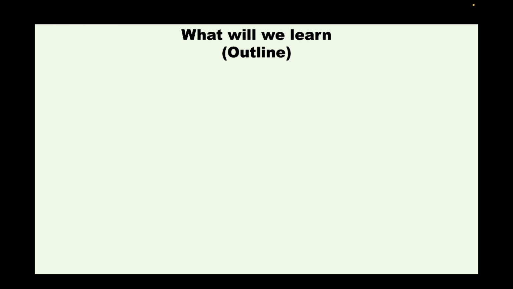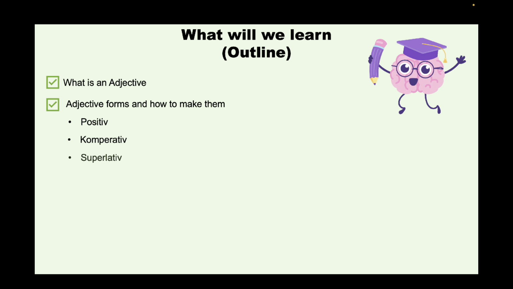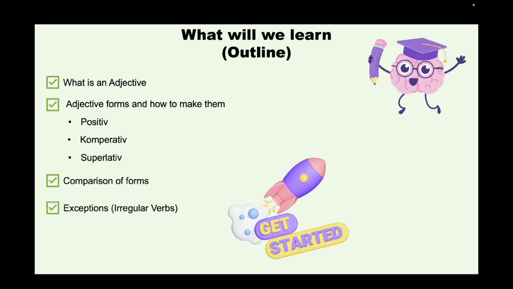So let me give you an outline of what we will learn today. First of all, I will explain to you what is an adjective. After that, we will look at the different adjective forms and how you can make them. These are the positive form, the comparative form, and the superlative form. After that, we will do a comparison of forms so that you can see them side by side. And then at the end, I will also tell you about some exceptions. For example, how do we make these forms for the irregular verbs? So are you ready? Then let's get started.